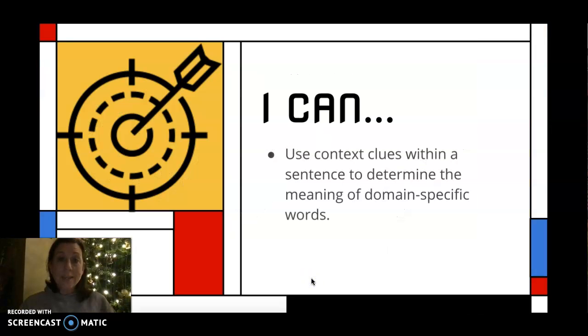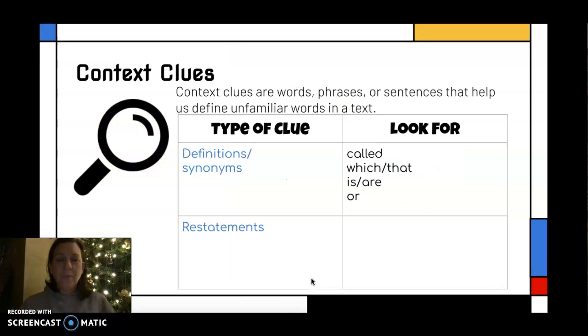All right, our goal today is: I can use context clues within a sentence to determine the meaning of domain-specific words. You're probably thinking, what does that mean, Mrs. Inman? I'm about to tell you.